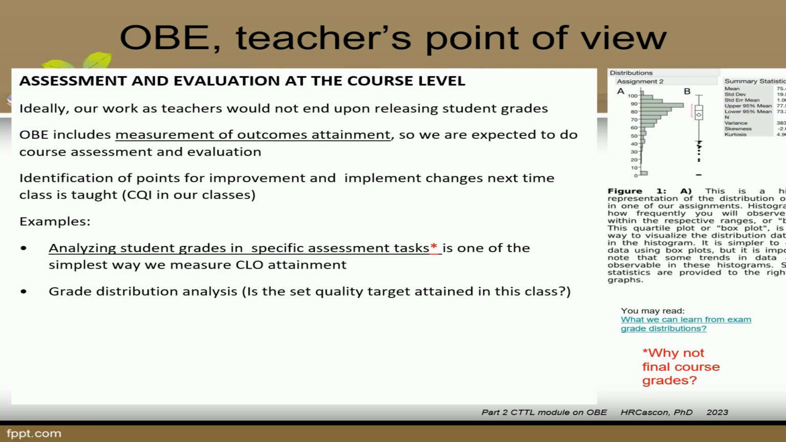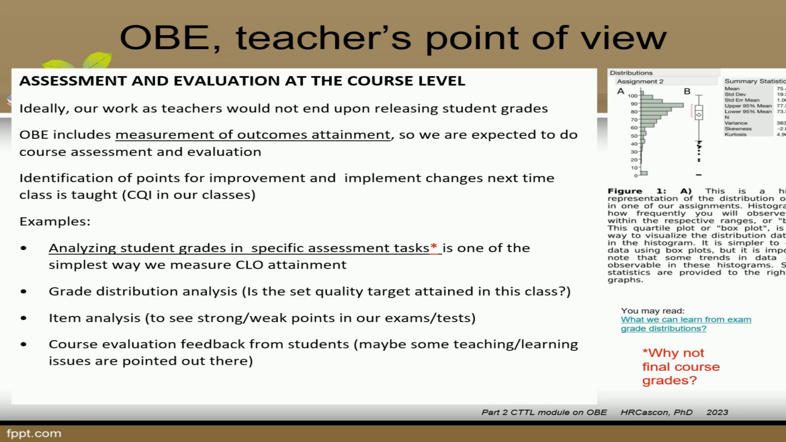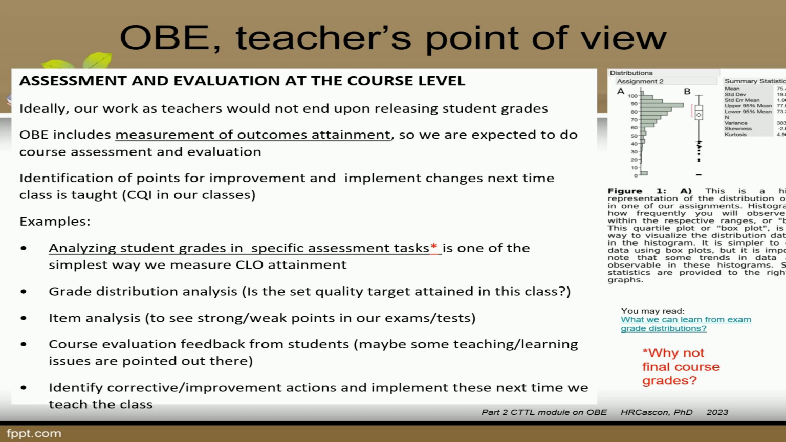If we set a class performance target, say, at least 90% of the class should get a passing grade, is this attained by the class? Why or why not? Another method is item analysis. We do this to see areas for improvement in our exams. We could also analyze course evaluation feedback from students. It may identify some teaching and learning issues that were not apparent to us during our classes. We close this part of the OBE process by identifying corrective or improvement actions and then implement these actions next time we teach the class again.